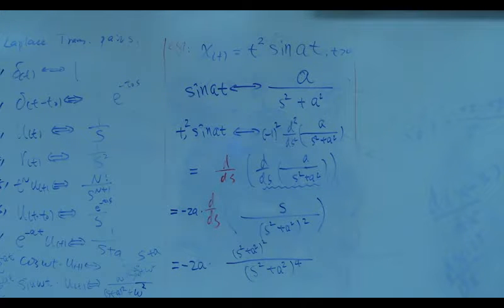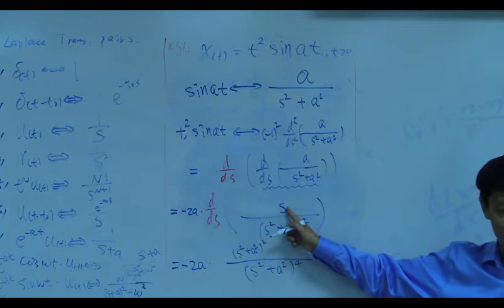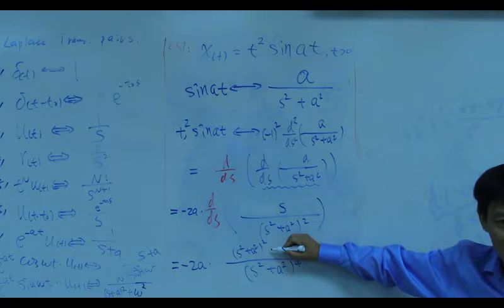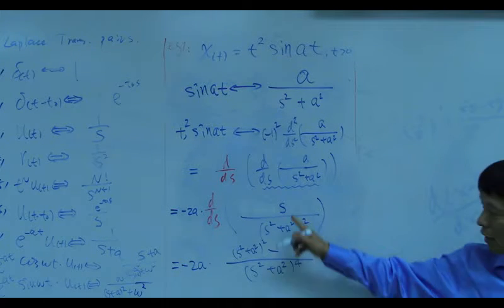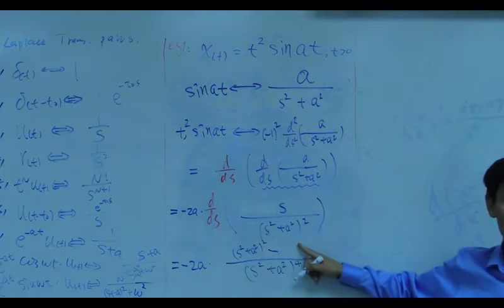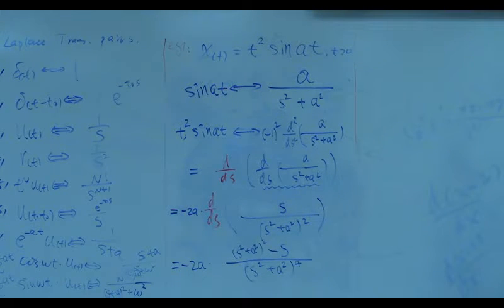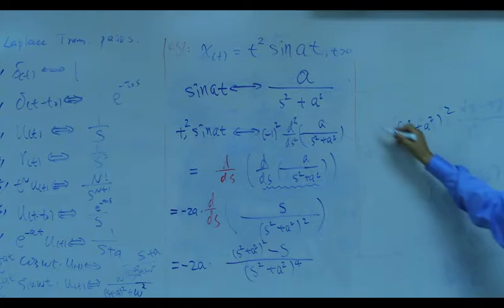This good? Right? S derivative equals 1, then times this. What's next sign? Minus, right? Minus what? Minus this one times derivative of this part. So minus s times the derivative of the bottom. What is the derivative of the bottom? Your turn. That is just the s squared plus a squared squared. What's the differentiation of this with respect to s?